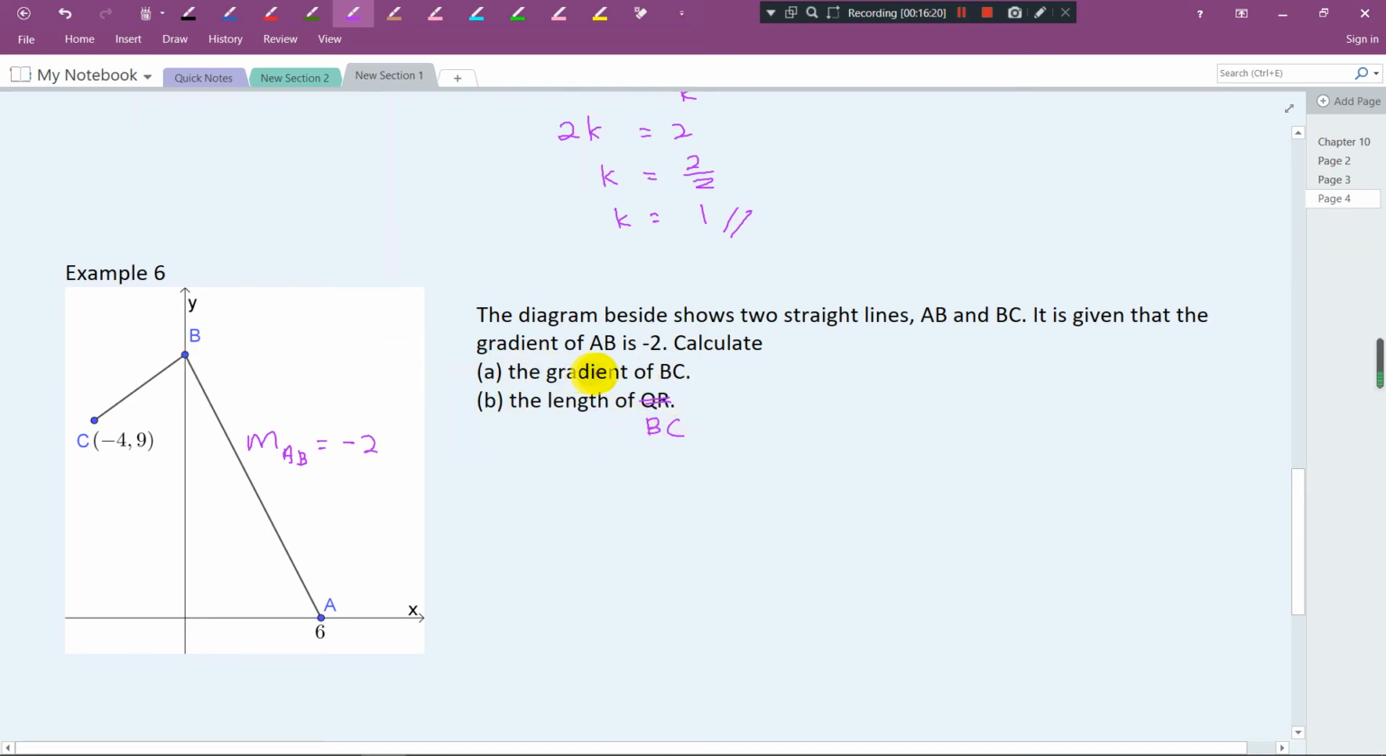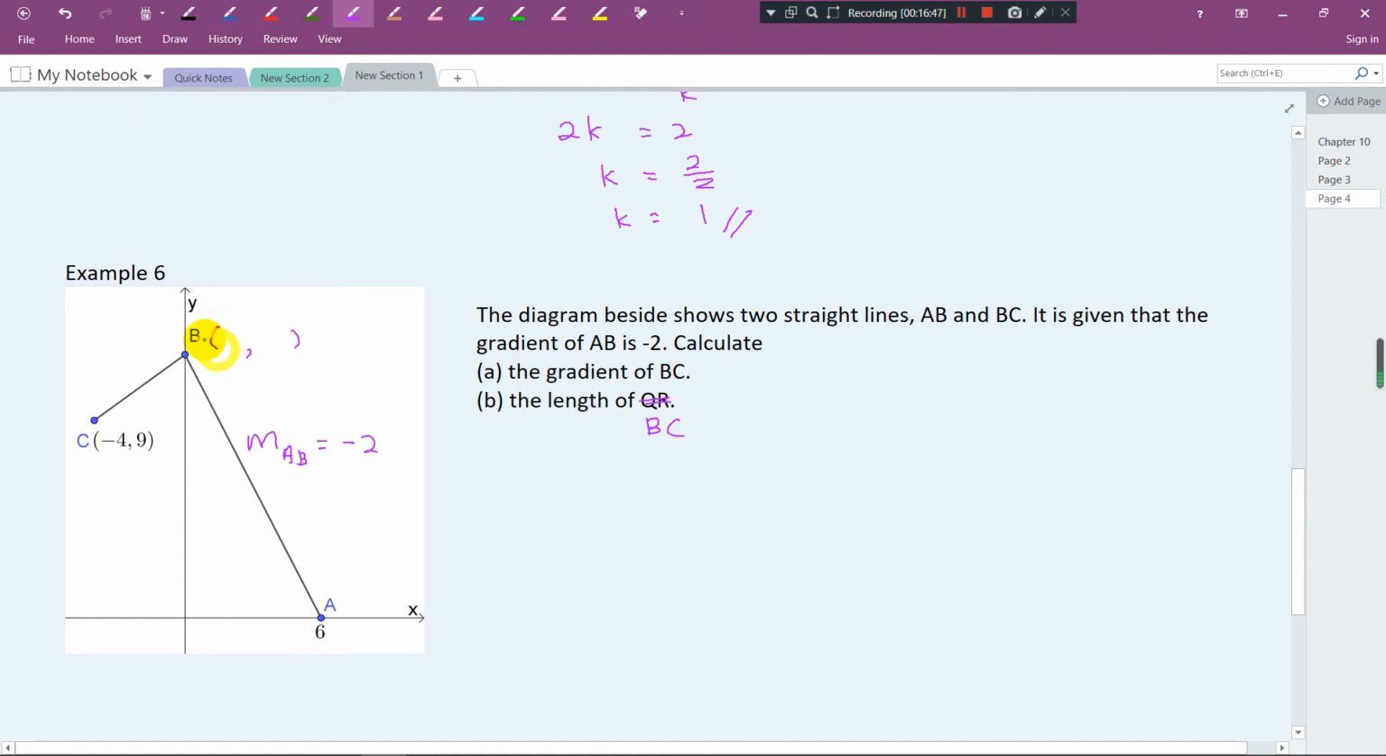Okay, so now we try to think, if I want to get the gradient of BC, what do I need? I need the coordinate for point B and for point C, right? We have point C now, so no problem for the coordinate of point C. But the problem is we don't have the coordinate of point B. So what we need to do is to try to find the coordinate of point B first.